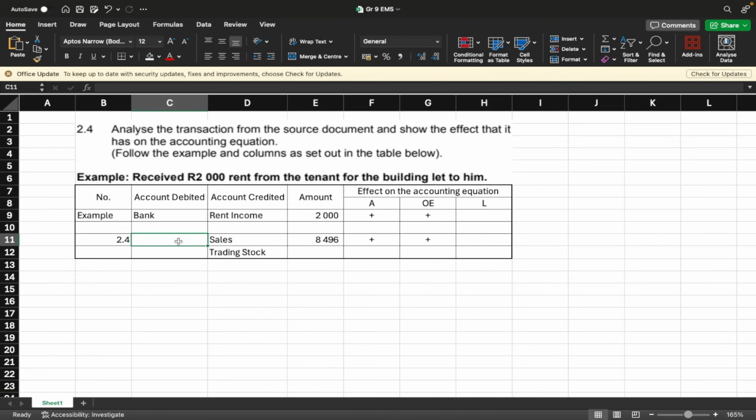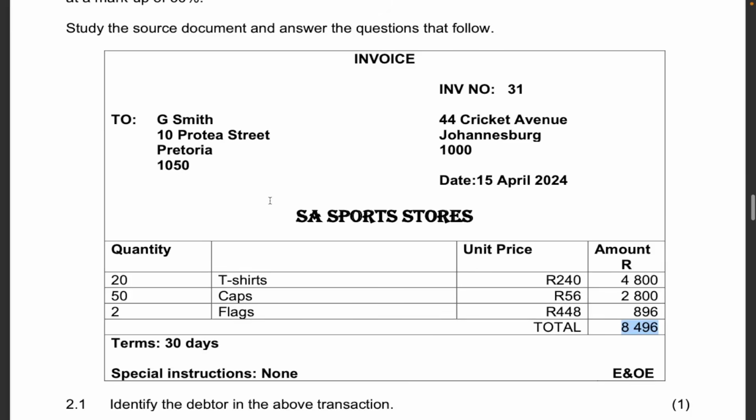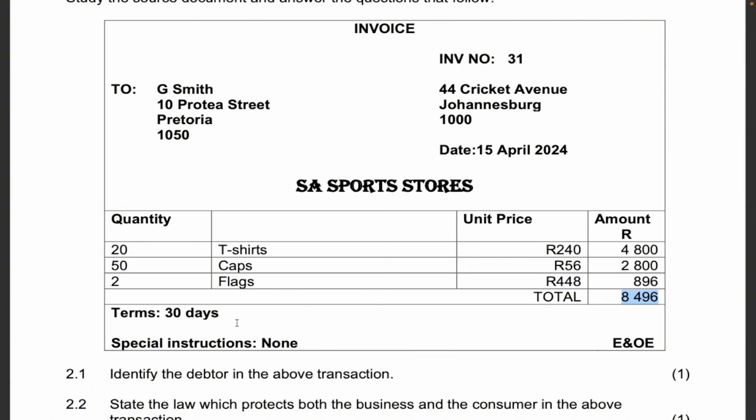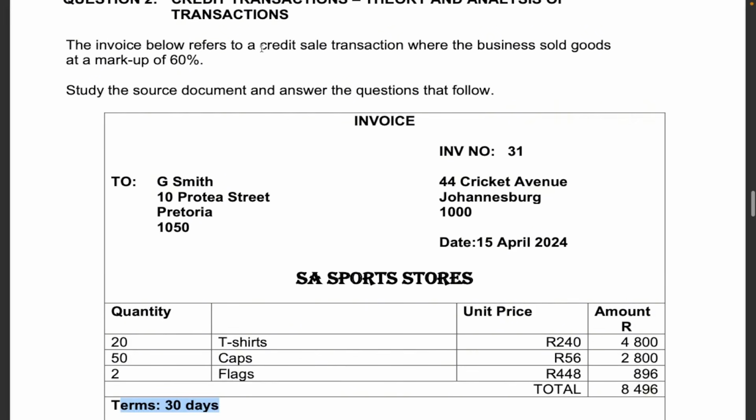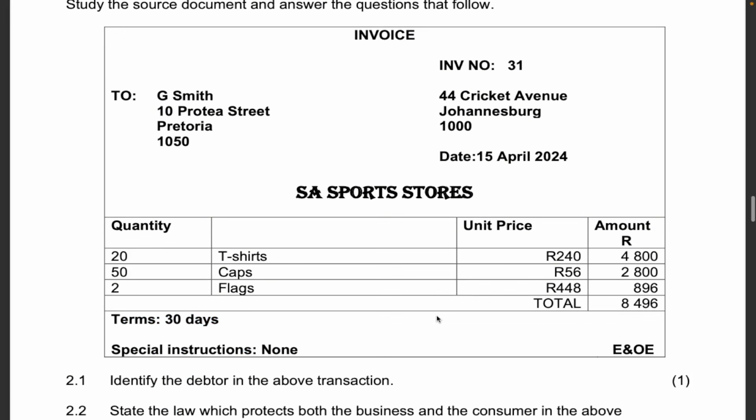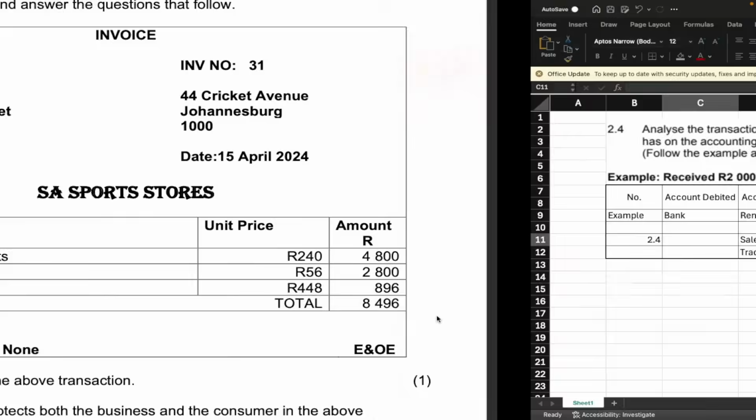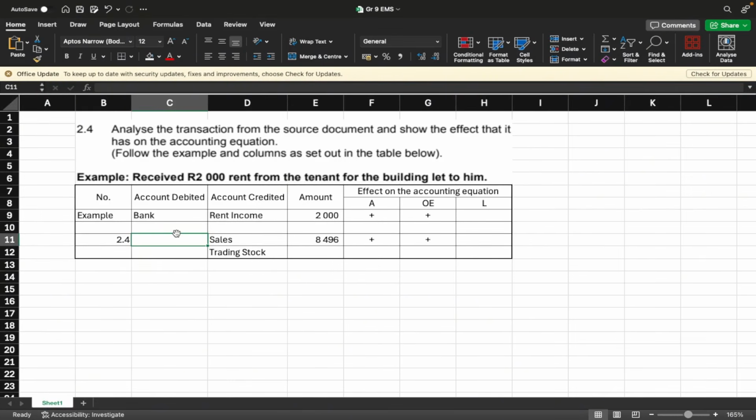And when would you do this? Well, whenever you sell on credit. And that was the case here. Remember, we sold to G. Smith on credit, and we have explained why it was on credit, because we're told that terms was 30 days, and we're told up here that it was a credit sale. And so what do we need to do? We debit our debtors control. And so we'll have to put debtors control here as the account debited. So I'm going to put debtors control.